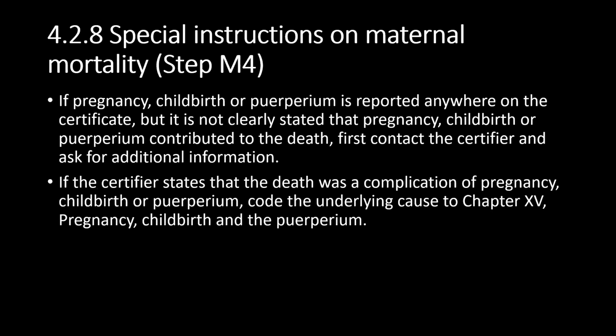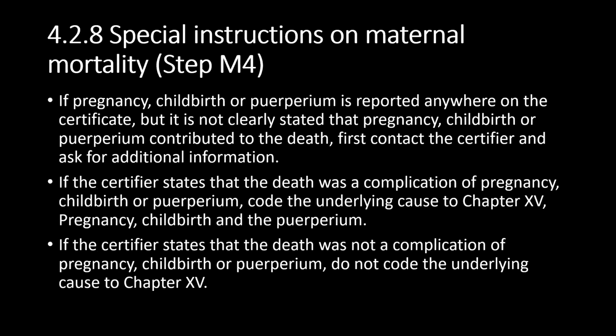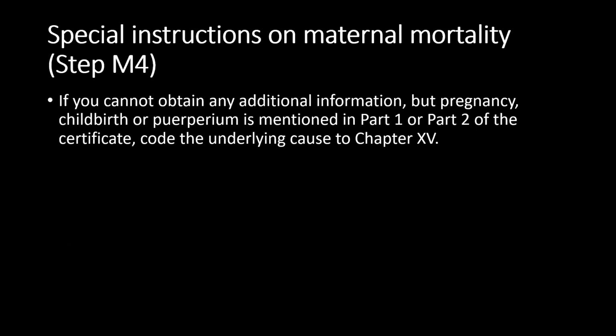If the certifier states that the death was a complication of pregnancy, childbirth, or puerperium, code the underlying cause to Chapter 15, pregnancy, childbirth, and the puerperium. If the certifier states that the death was not a complication of pregnancy, childbirth, or puerperium, do not code the underlying cause to Chapter 15. If you cannot obtain any additional information, but pregnancy, childbirth, or puerperium is mentioned in Part 1 or Part 2 of the certificate, code the underlying cause to Chapter 15.